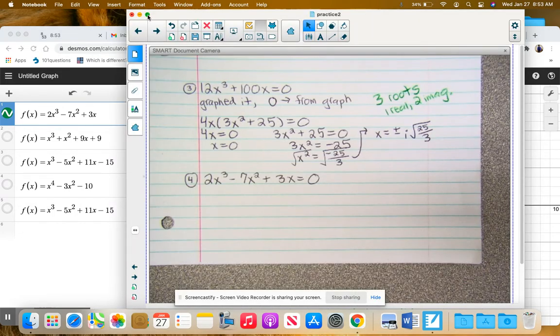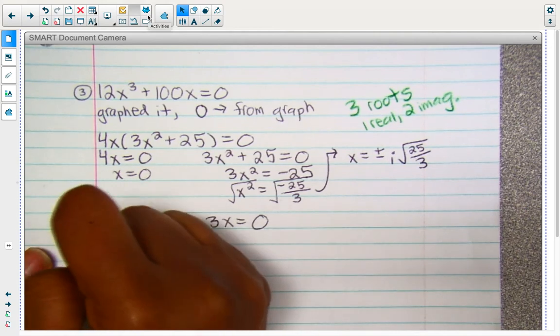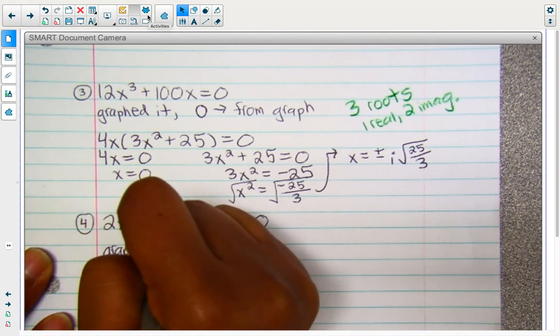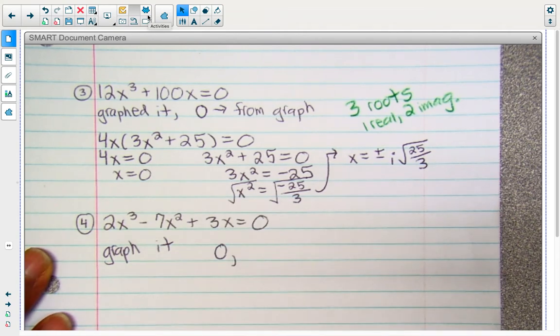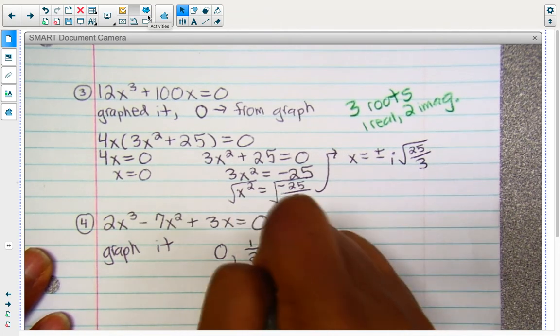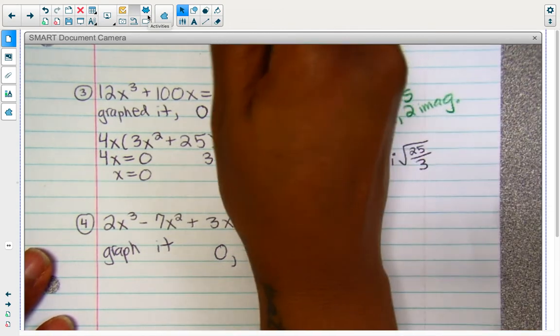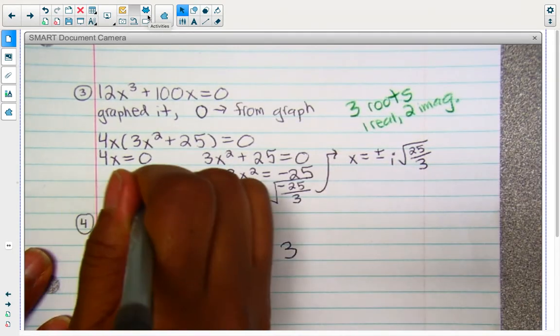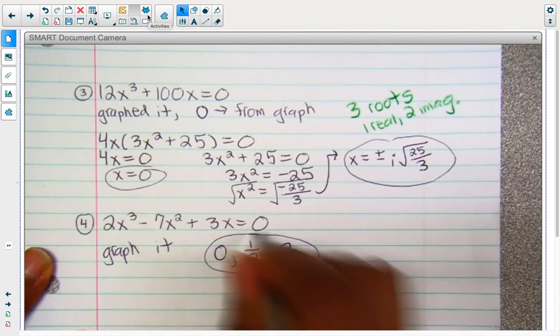So when we add that back to our notes and our paper that we're writing down, I'm going to say we got everything from the graph. So we graphed it. It crossed at 0. It crossed at 0.5, which I'm going to put in fraction form, but you're more than welcome to leave it at 0.5. And it crossed at 3. So these are our solutions. And let me circle the other solutions from the other problem. So these are our solutions.